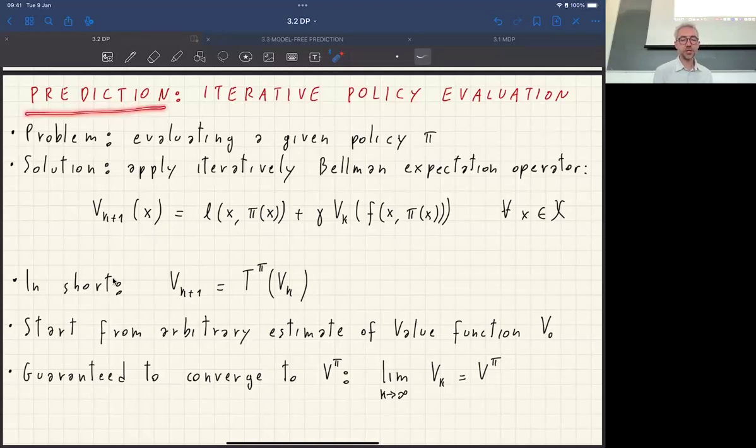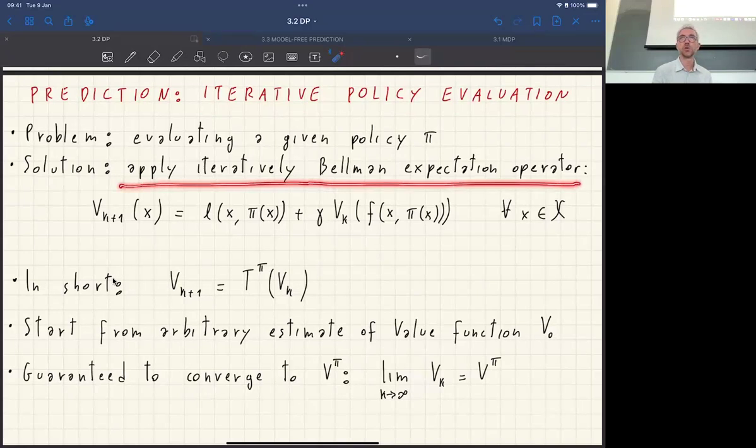So we need to solve the prediction problem, which is evaluating a given policy pi. And by evaluating, I mean computing the value function of that policy. So the algorithm is called Iterative Policy Evaluation, and it works in this very simple way by applying iteratively the Bellman expectation operator. So the first operator that we have introduced in the previous slide.